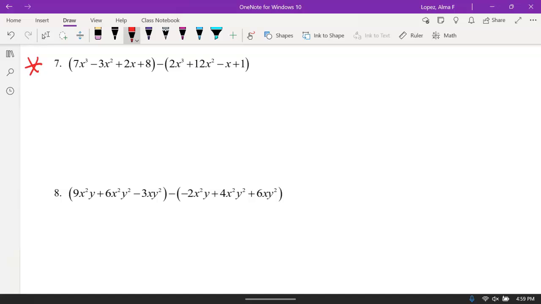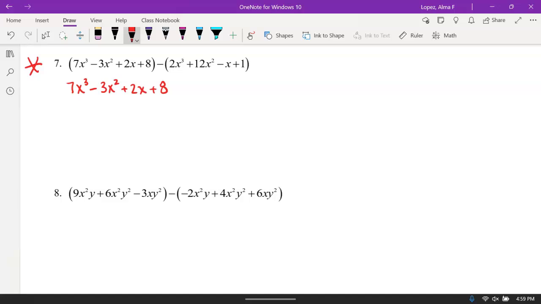Now, they start exactly the same way. The first parentheses doesn't have anything in it to change it or distribute in, so we're just going to copy them down. And I don't bring the negative down. The negative is going to have to be distributed. This is where that is different.